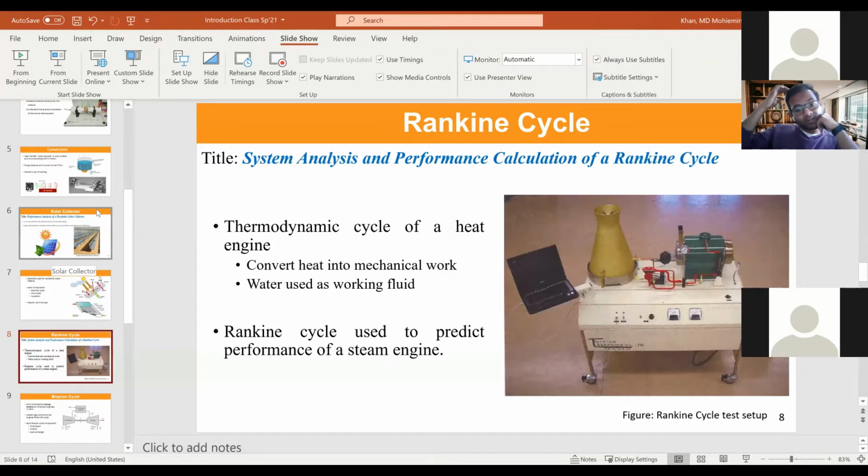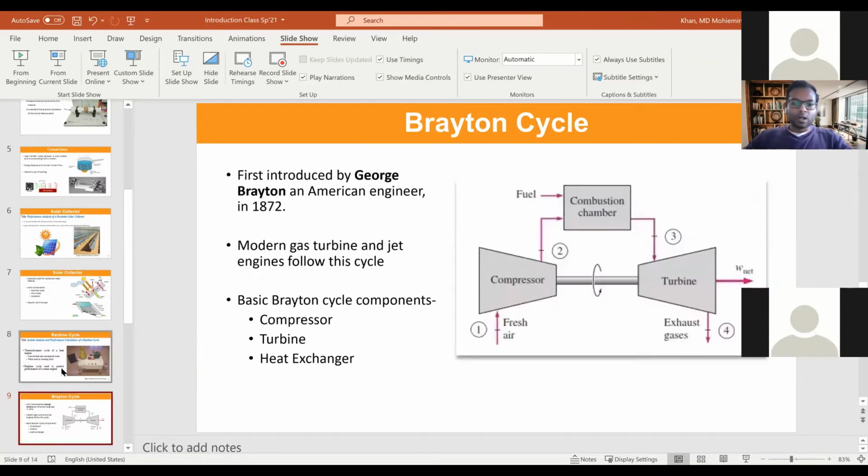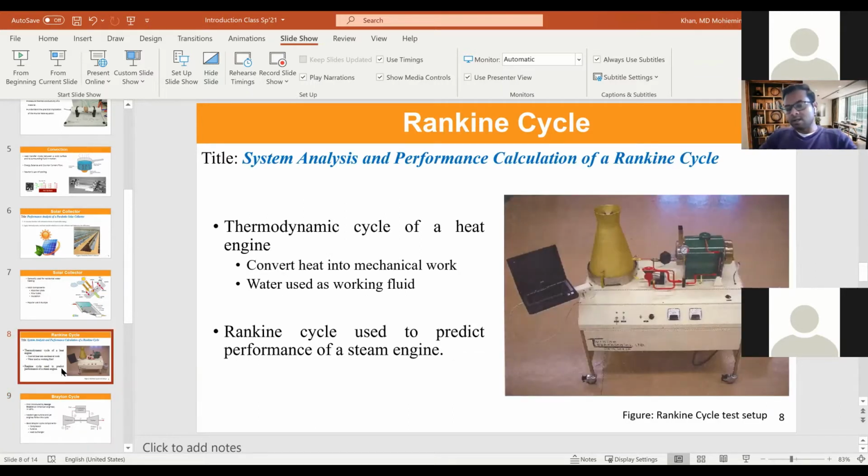Once we're done studying different modes of heat transfer, we'll move into the study of thermodynamic cycles. We'll study the Rankine cycle and the Brayton cycle. There are some fundamental differences between these two cycles. The first one is that Rankine is a closed cycle and Brayton is an open cycle. And what do they do? As I mentioned before, these cycles tell us how to move energy from one point to another.